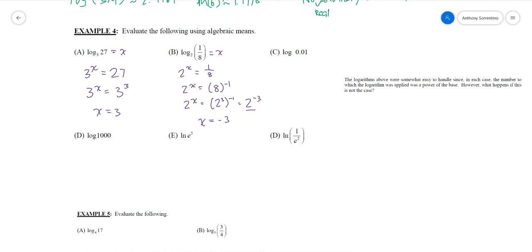And essentially, you can start taking shortcuts with this. If I have a log base 10 of a power of 10, well, what power of 10 is this? This is 1 over 100, which is the same thing as 10 to the negative 2 power.